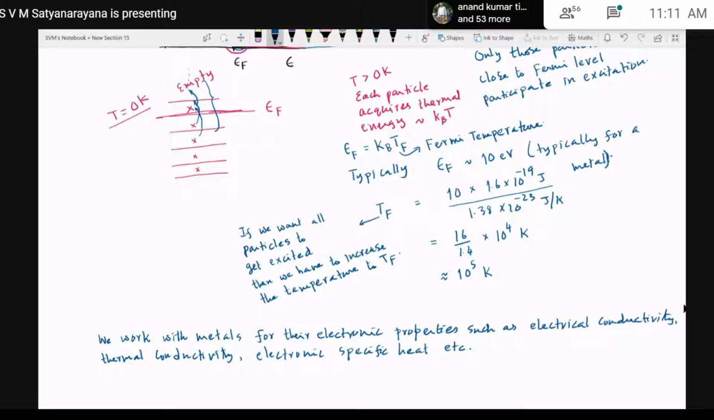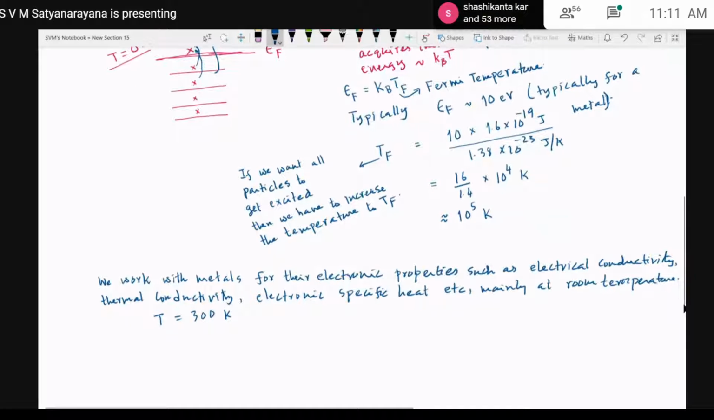We work with metals for their electronic properties, mainly at room temperature. Of course, we also try to study as a function of temperature, but mainly we work at room temperature. Our temperature of interest is roughly 300 Kelvin. So if you look at the order of magnitude, this is like 10 power 2 Kelvin. Now T divided by TF is of the order of 10 to the minus 3. This is supposed to be very small.